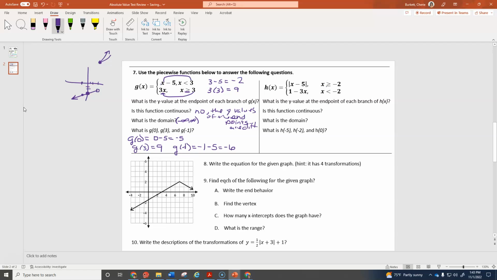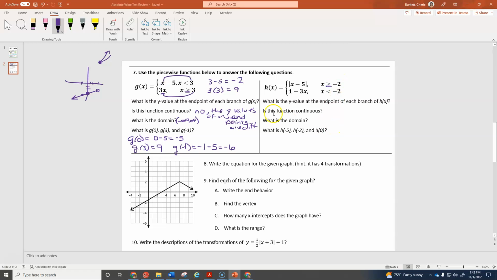Okay, is this a function? Yes, it is, because I've got one bar. I'm looking at h of x now. Is h of x a function? Yes, it is. I've only got one bar. My numbers are the same, so that means they break at the x equals 2 spot.